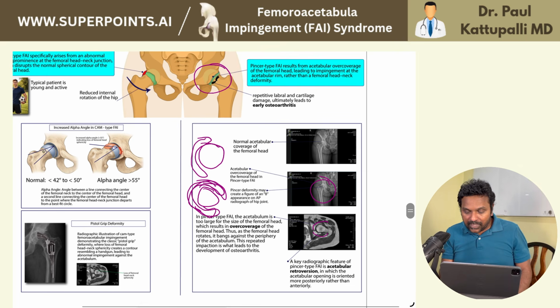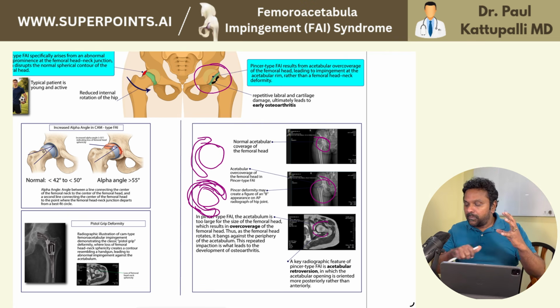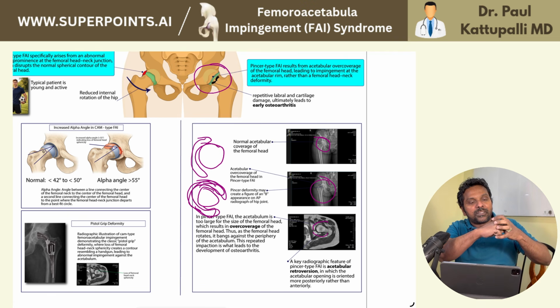So you see these x-rays. I'm not sure whether you can see it. The normal one is just attaching. For example, this is the acetabulum, and this is the femoral head. This is normal. But when the acetabulum is covering too much, and the anterior surface is going too much, what is happening? The femur is going back like that. So acetabular retroversion is happening. And this is characteristic of pincer type FAI.